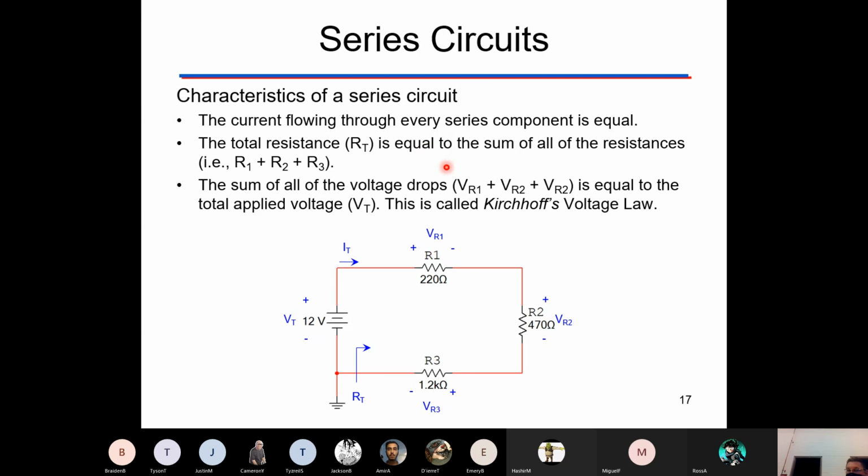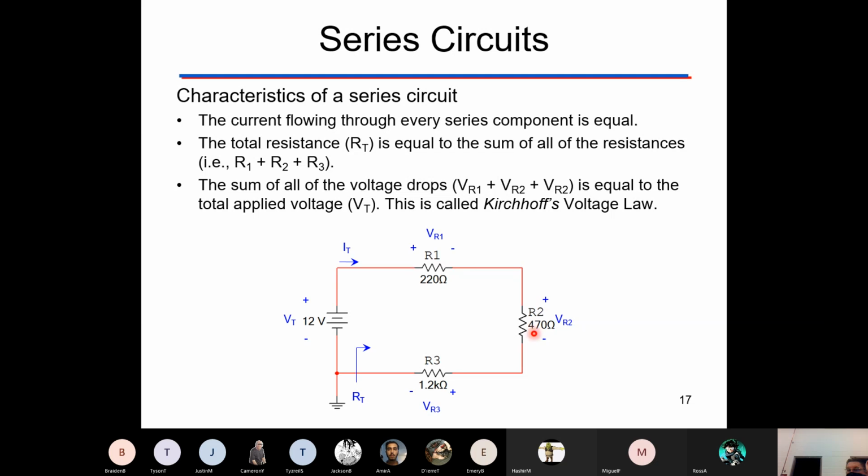And then the second one is your total resistance. The total resistance in your circuit is going to be this resistor added with this resistor and this resistor. Basically, you take and add up all your resistors to get your total resistance value. No, that's current. Resistance is how much resistor values you have.